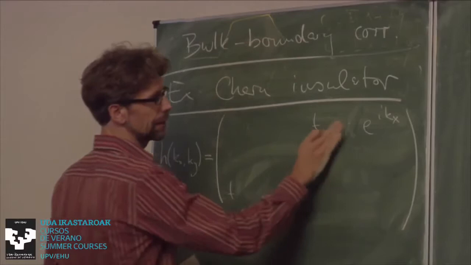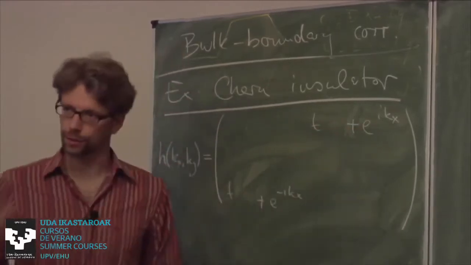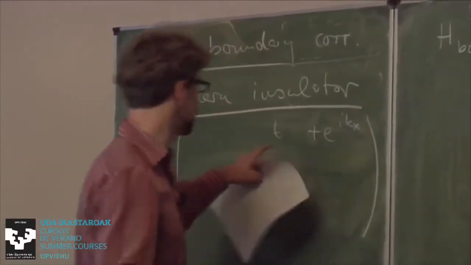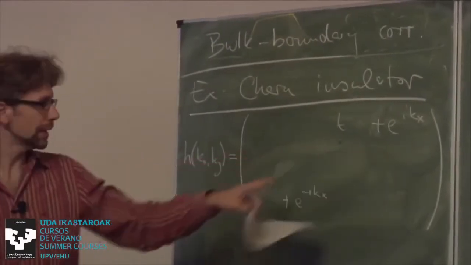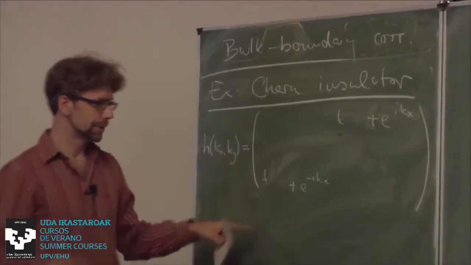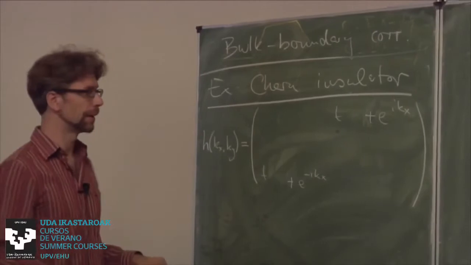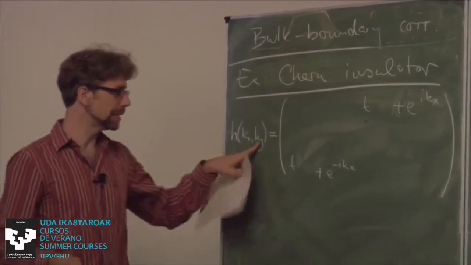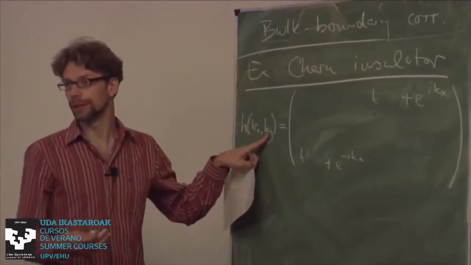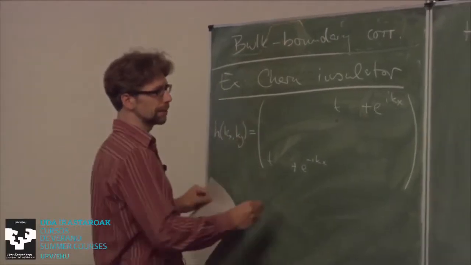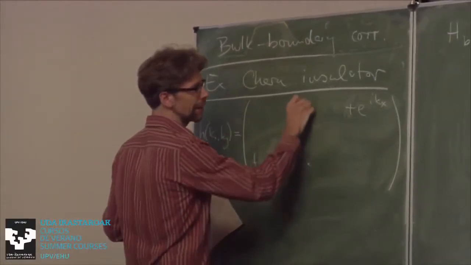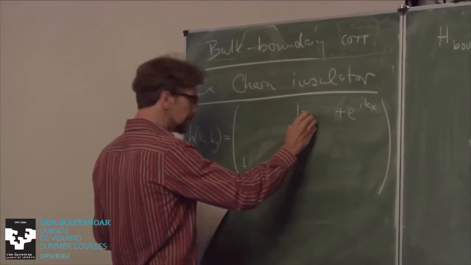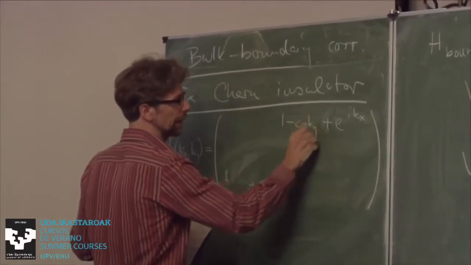And then you remember that there were two phases, right? The Su-Schrieffer-Heeger phase, if this t was less than 1, and then there was the trivial phase if the t was larger than 1. And now I would like to use my other momentum, the ky, to interpolate between these two cases. And the simplest way to do that is if I write here 1 minus cosine ky.